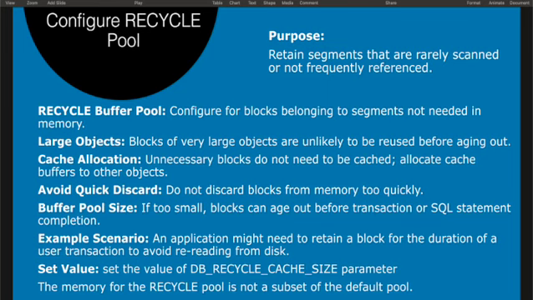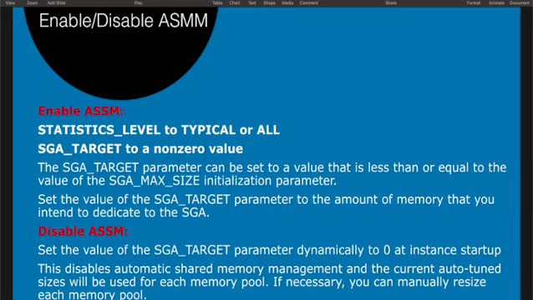To configure the recycle pool, allocate memory to the recycle buffer pool by setting the value of the db_recycle_cache_size parameter to the required size. The memory for the recycle pool is not a subset of the default pool. You can change the value of the SGA target parameter in the command line interface by querying the v$sga_target_advice view and using the alter system command.